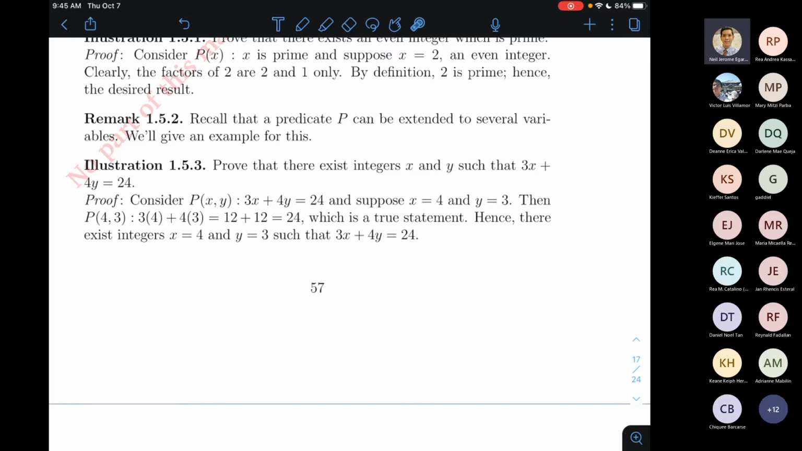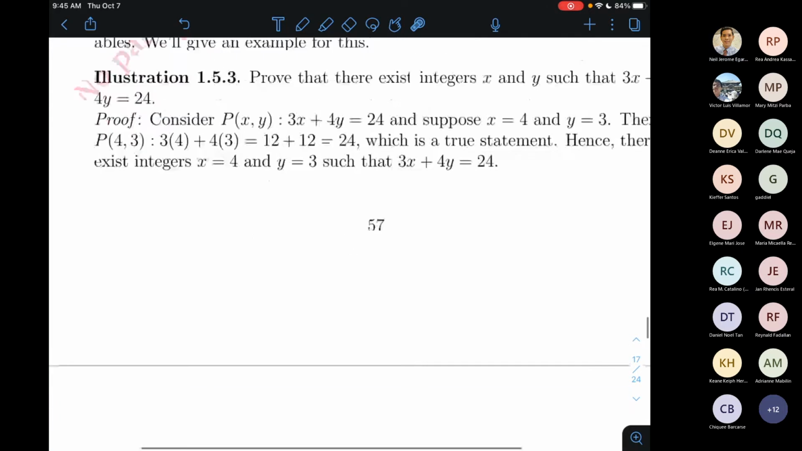So sabi dito sa proof niya, take x equals 4 and y equals 3. Then pag pinlogin mo siya, magkakaroon ka ng 3x plus 4y equals 24. Okay, and that would be fine. Again, masyadong formal yung pagkaka-state ng proof dun sa word text. Pwedeng ganito na lang yung proof nyo.